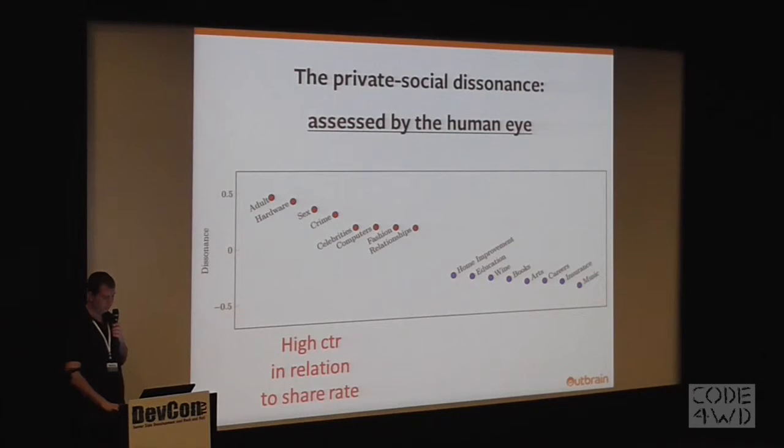So these are the kind of content categories that people like to read. They like to read them, but they don't share them. And if you had looked only at the Facebook profile of these users, you might consider not writing about celebrities. But people like reading about it. That's the dissonance. On the right, you have the things that people like to share. They like to present it to their friends, but they don't read it a lot.